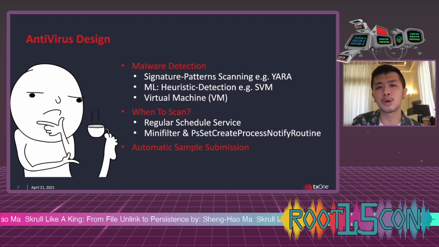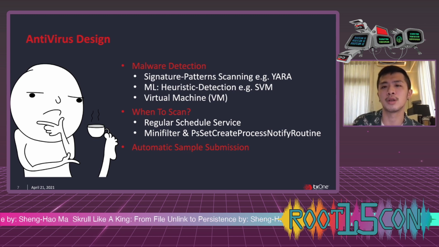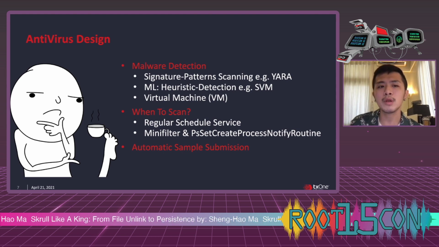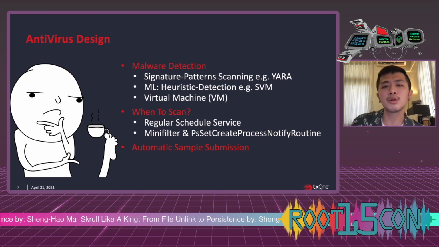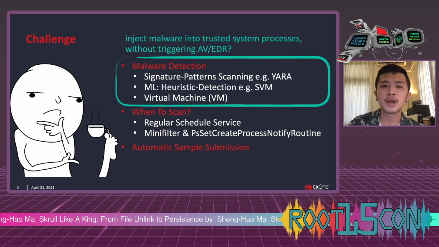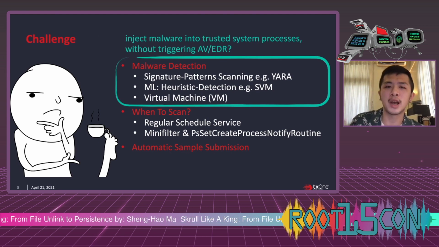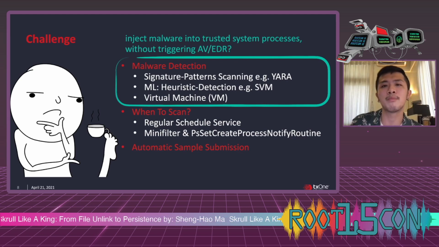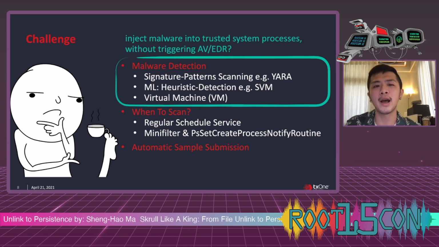To design a good security product, three issues must be considered: how to identify malware, when to scan, and how to send back those samples. Therefore, on the flip side, hackers have the same three headaches when attacking a computer with antivirus. First question: is it possible for an attacker to inject their malware into a trusted system process without triggering endpoint detection?